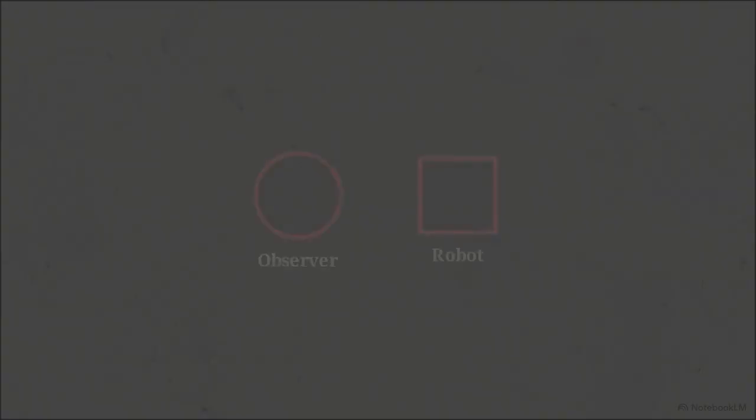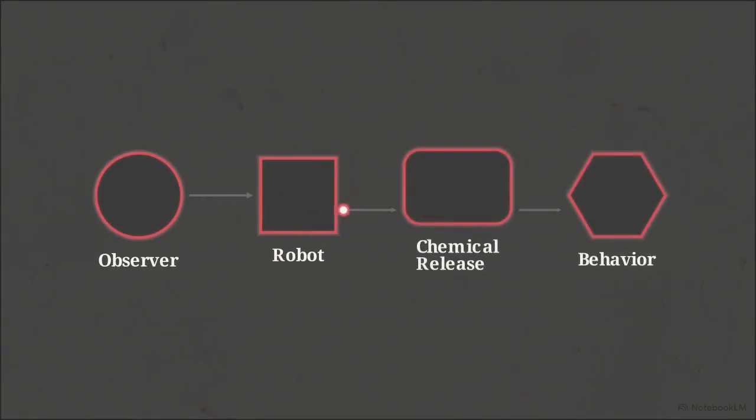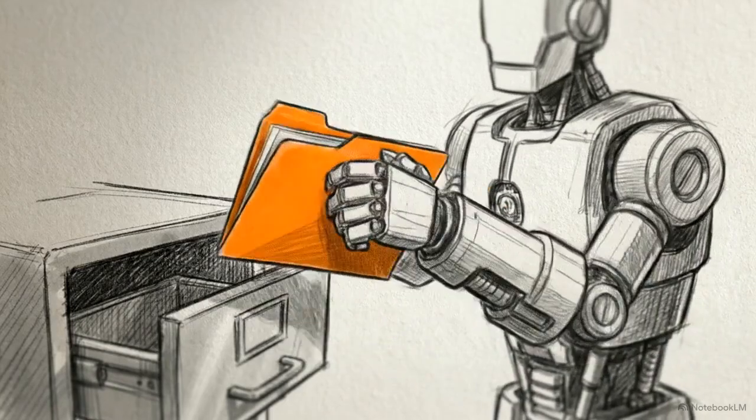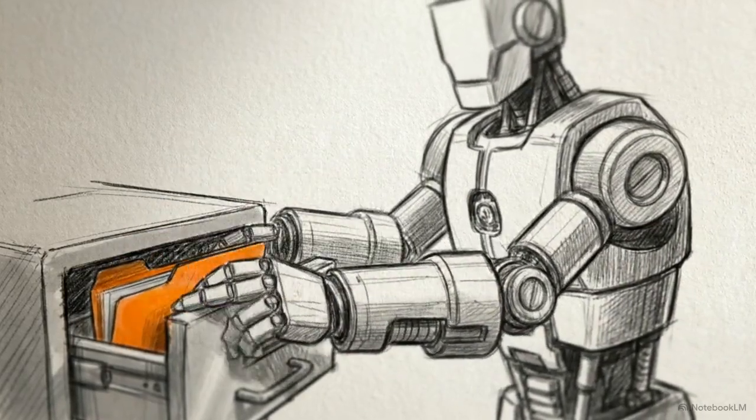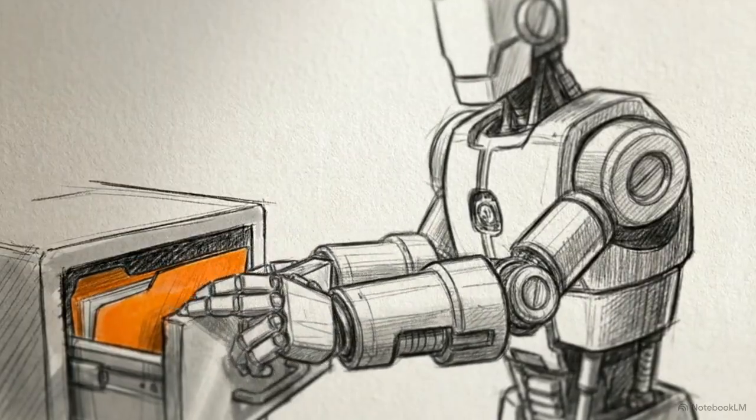In this flowchart, the conscious observer sends an imagined idea to the unconscious robot. The robot acts only on these images. As the diagram expands, the robot receives the trigger, chemically releases a feeling like anxiety, and forces the physical behavior. Your cravings are not a biological malfunction. When you feel an intense urge, your brain is simply executing the instructions you fed it perfectly.